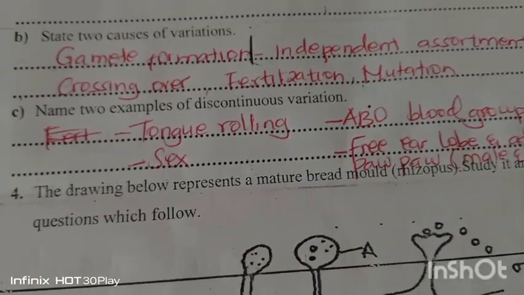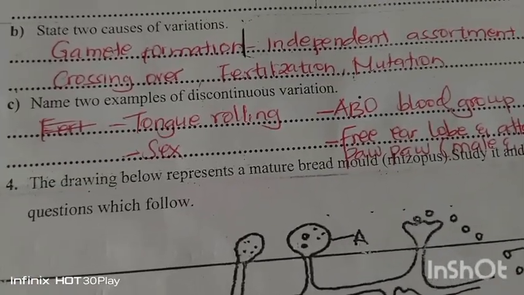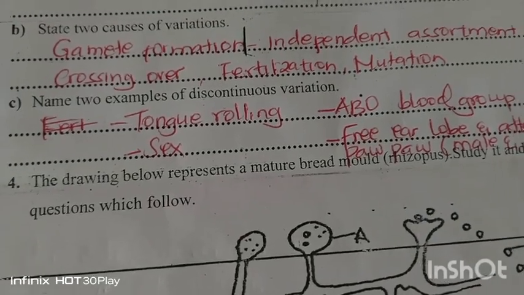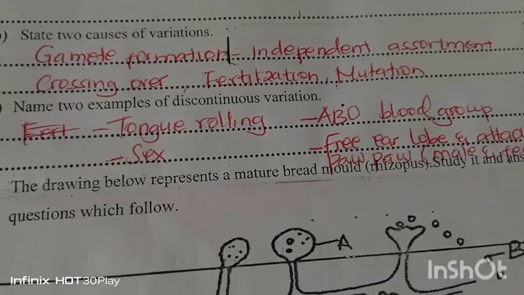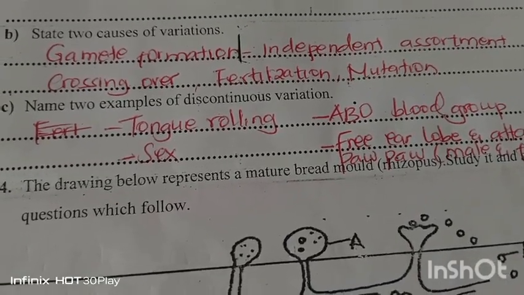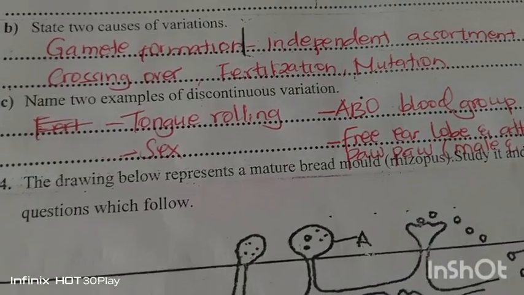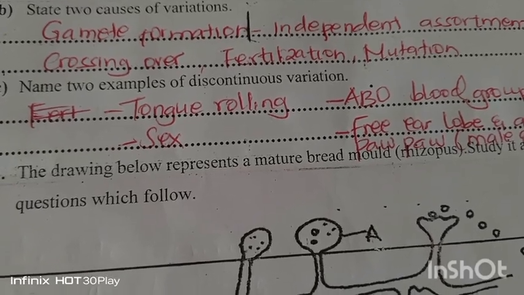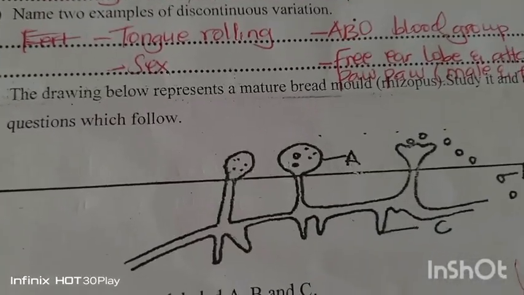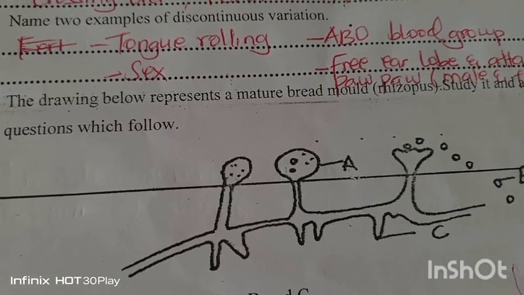State 2 causes of variation. During gamete formation, there is independent assortment of genes, and then crossing over is another cause of variation, fertilization, and also mutation.